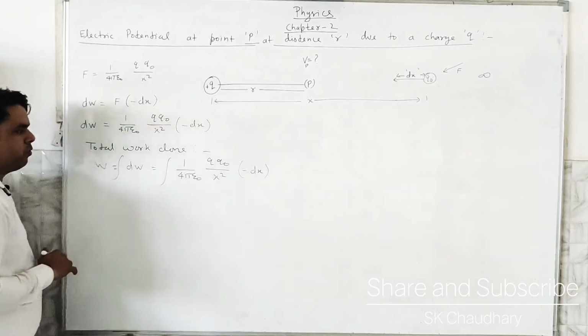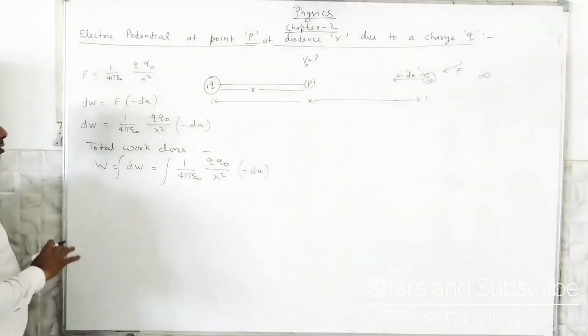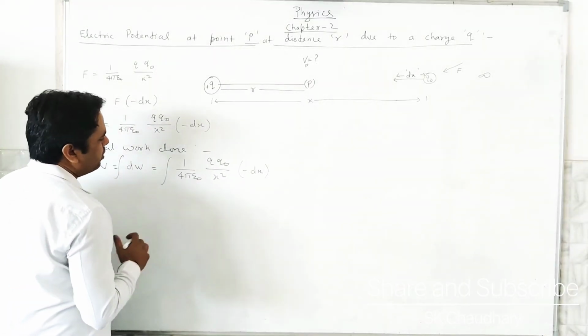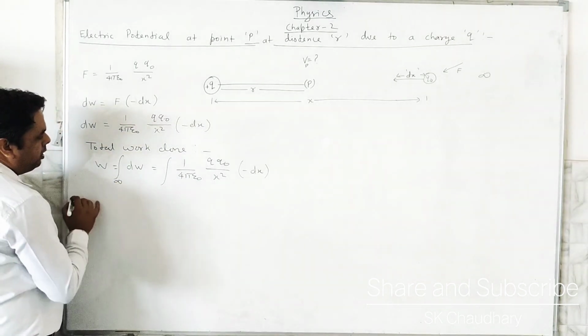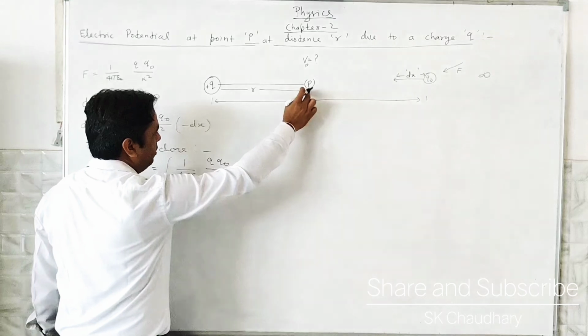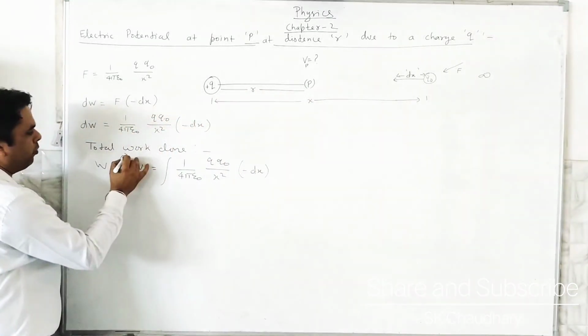The constant terms we will take outside, and the remaining terms will remain as they are. And now what is going on there? What are the limits there? We are coming from infinity, and we want to reach that point P, which is at distance r from the origin charge.